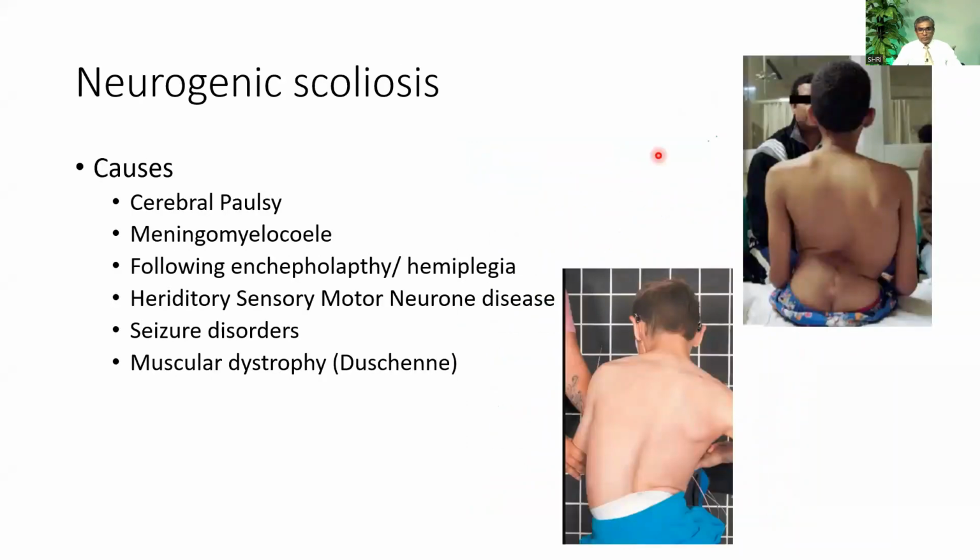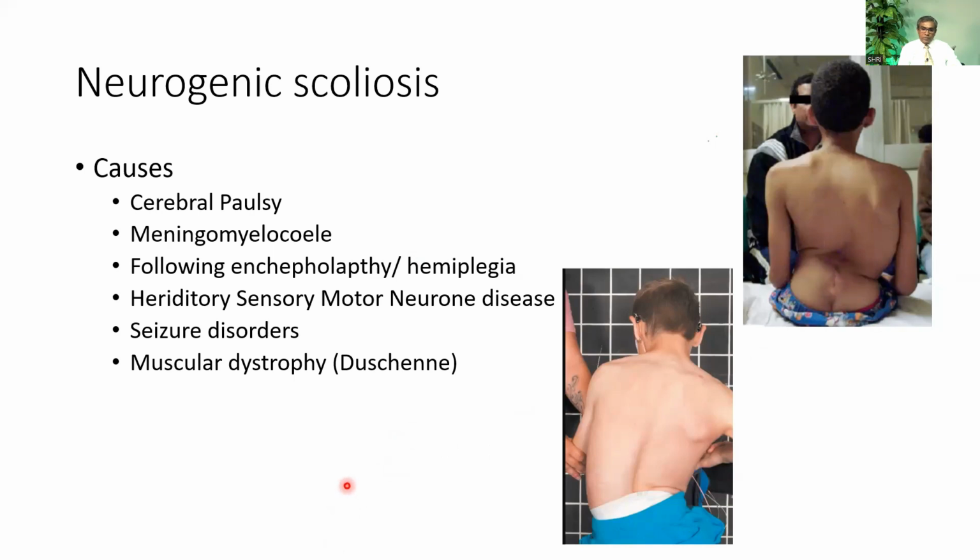The next entity is what we call neurogenic scoliosis. Now, in these children, scoliosis occurs due to neurological problems. For example, cerebral palsy. A lot of patients with cerebral palsy end up with scoliosis. Meningomyelocele, naturally, there's a defect in the formation of the vertebra also. And as they grow older, they get deformities of the spine, scoliosis as well as kyphosis. You can see in this picture, in this child, the meningomyelocele has been operated, but later on they develop deformity of the spine.